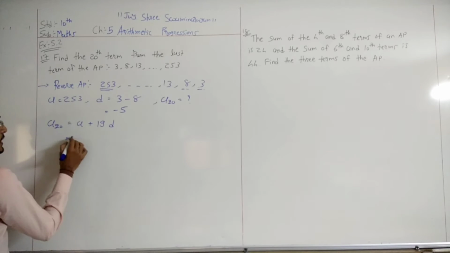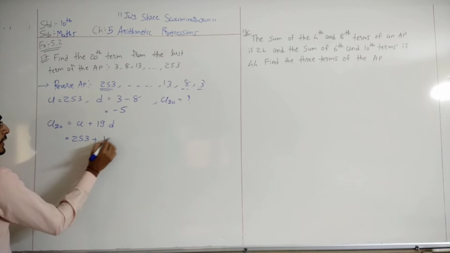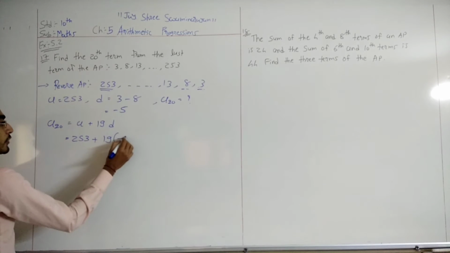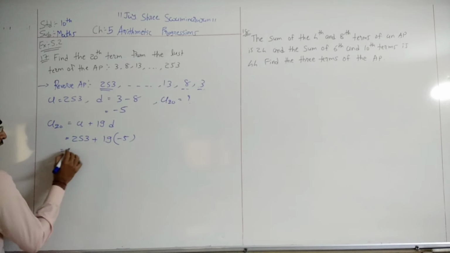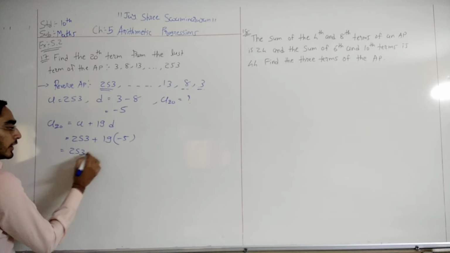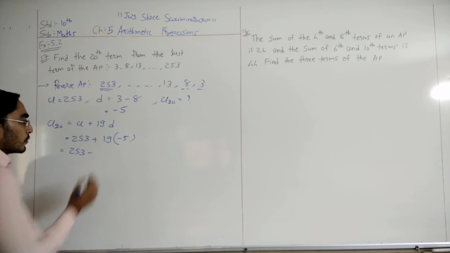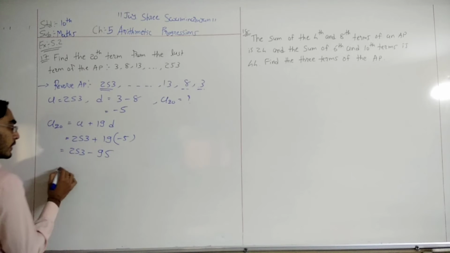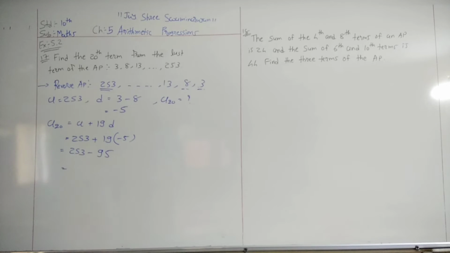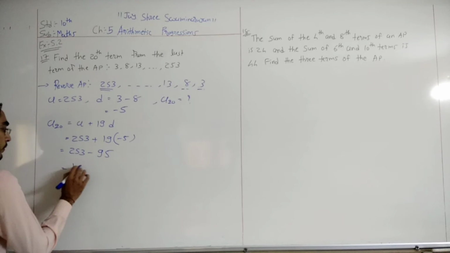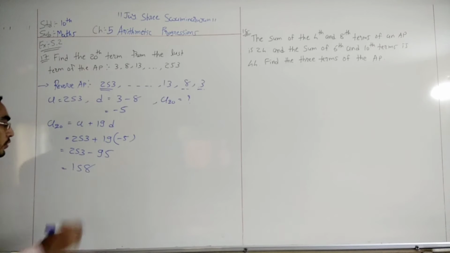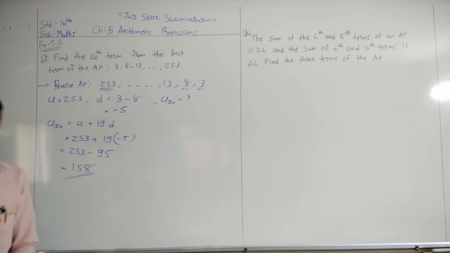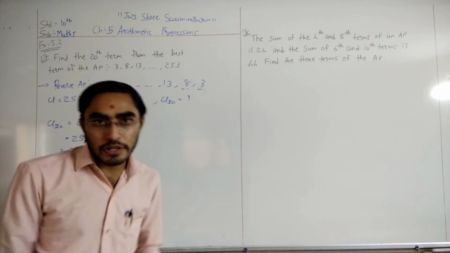So our first term A is 253 plus 19 into D. D it is minus 5. So now 253 plus minus 19 into 5, 95. Okay, so 253 minus 95, it is 158. So here our answer is 158. Here I am using the easiest way.